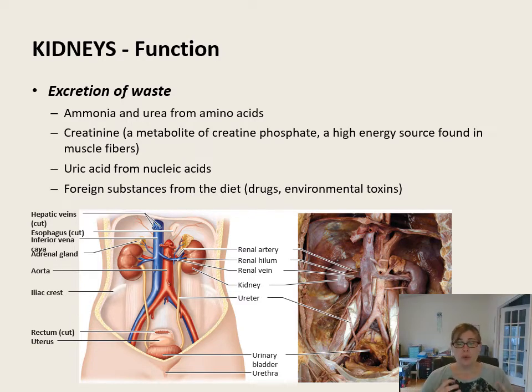So when our body breaks down proteins, proteins are made up of little chains of amino acids. And when we break down proteins and get these amino acids, and when we use these amino acids, we can create some really toxic chemicals that need to be eliminated. Ammonia is one of those.